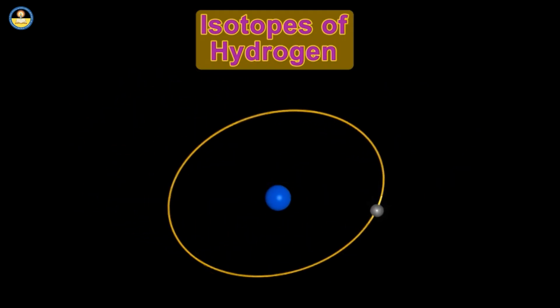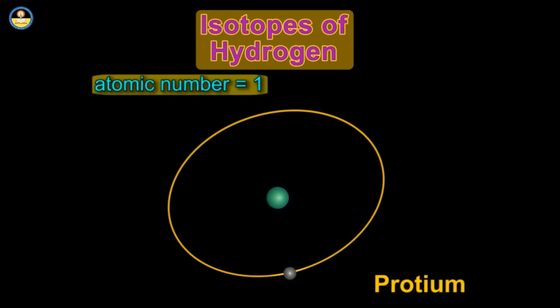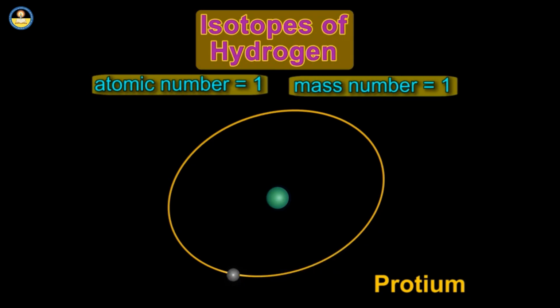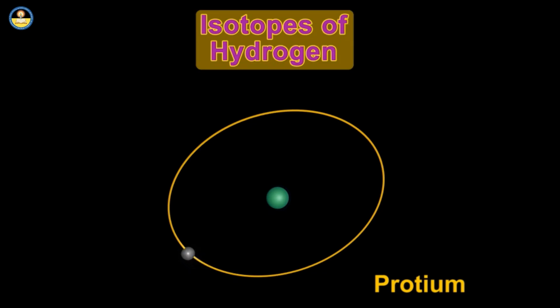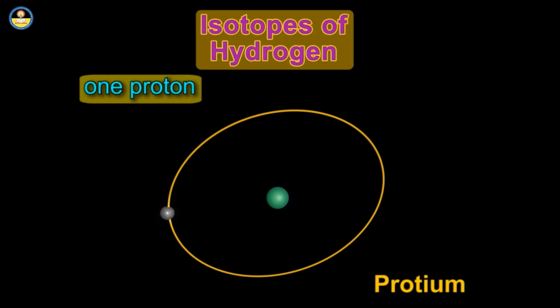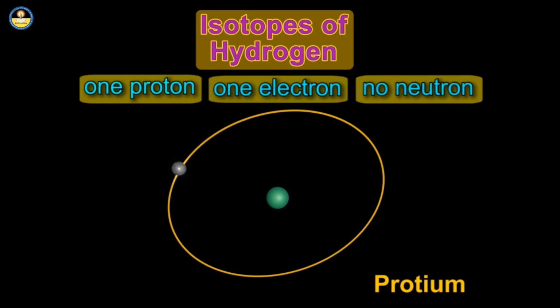Hydrogen-1 is referred to as protium. Protium has an atomic number 1 and mass number 1. This means that it has 1 proton, 1 electron and no neutron.